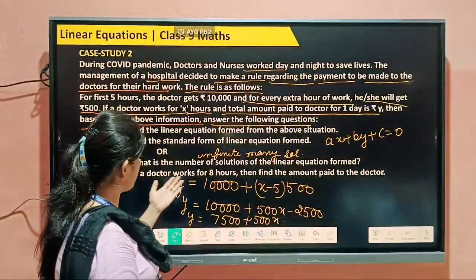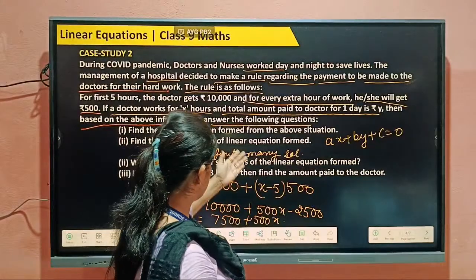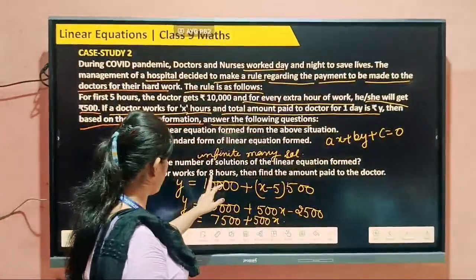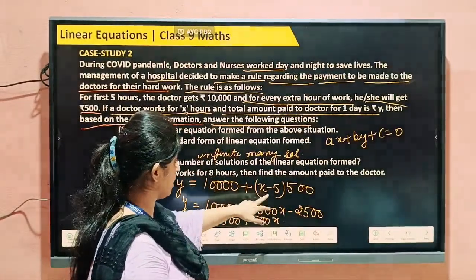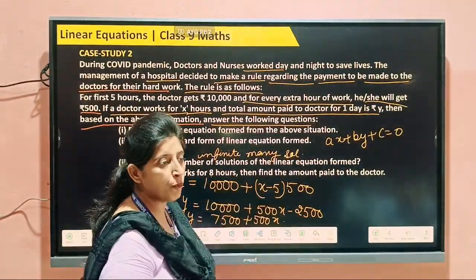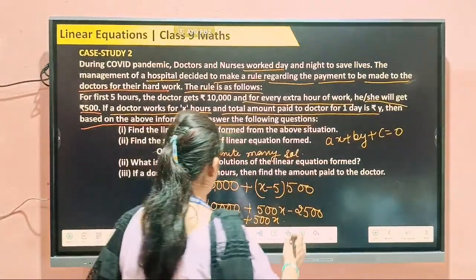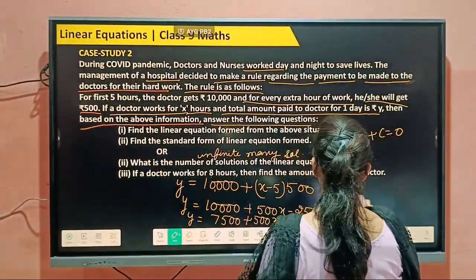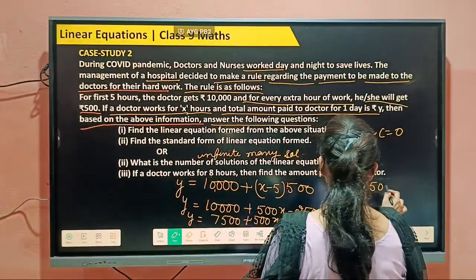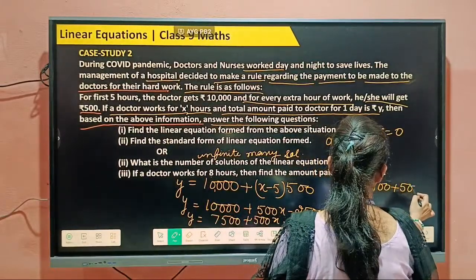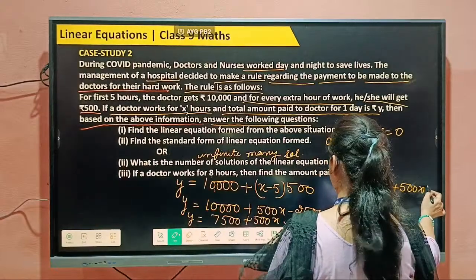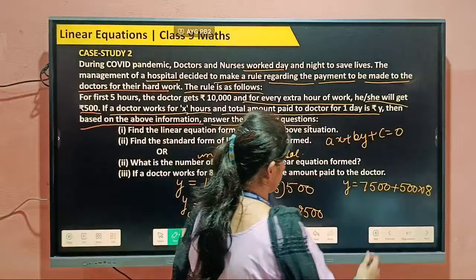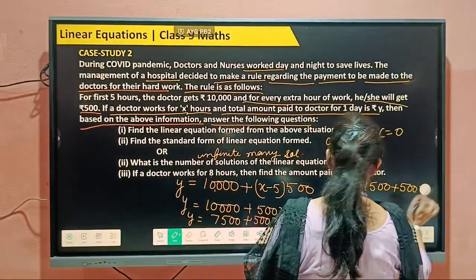Next, if a doctor works for 8 hours, then find the amount paid to the doctor. Meaning if the doctor works for 8 hours, in the place of x we will put 8, right? So what will you get? y is equal to 7500 plus 500 into x, x is 8. Not x is 3, right? X is 8. So sorry.